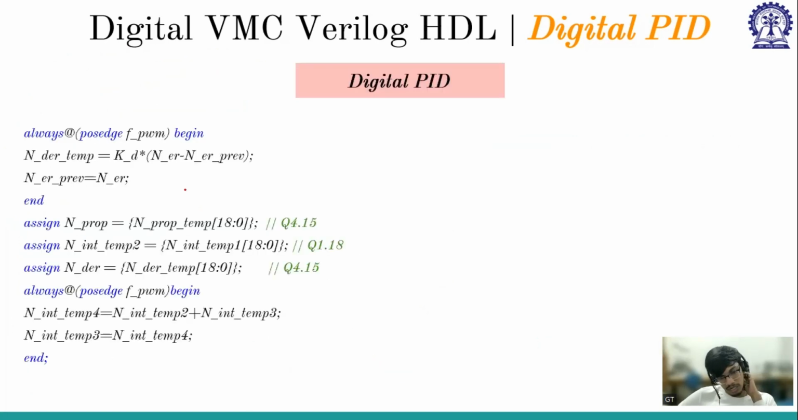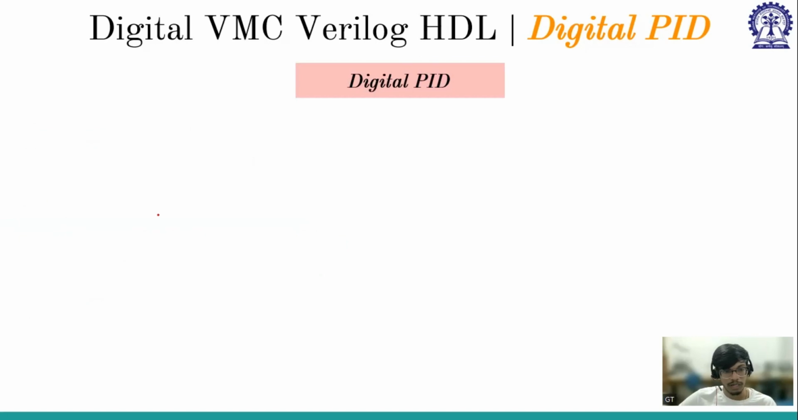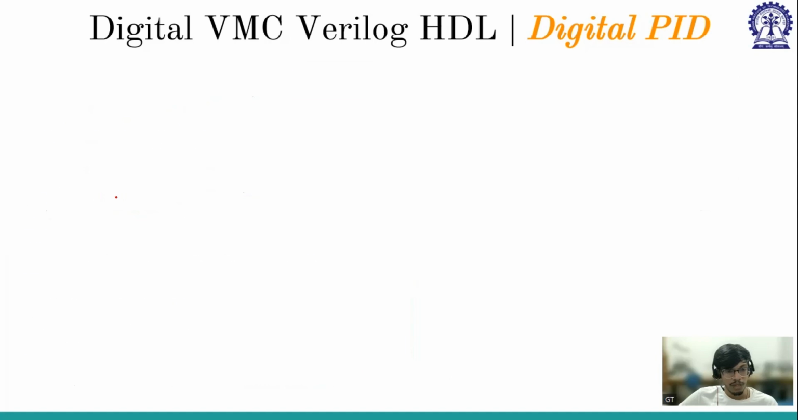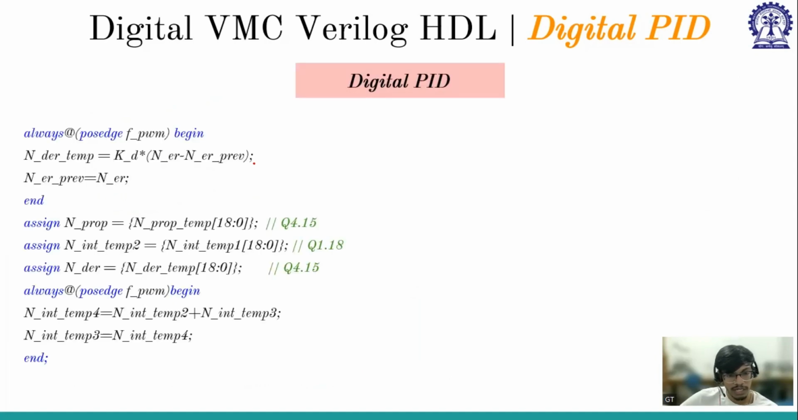Next, what is SAR doing? SAR is doing the derivative part. So for the derivative part, what is SAR supposed to do? SAR is supposed to do VE of n minus V error previous, multiplied by KD. So now if you come here, what are these? Blocking statements.